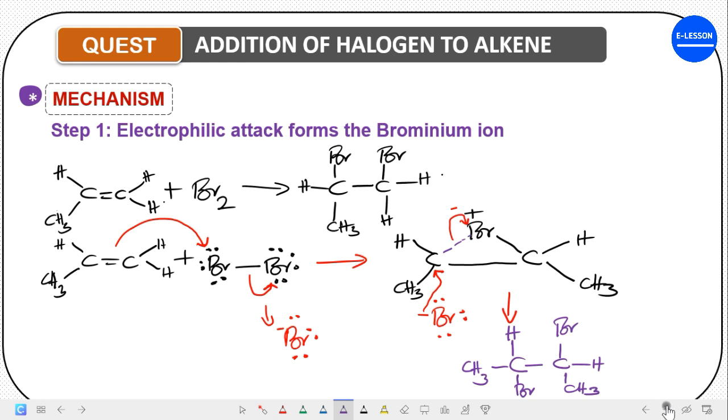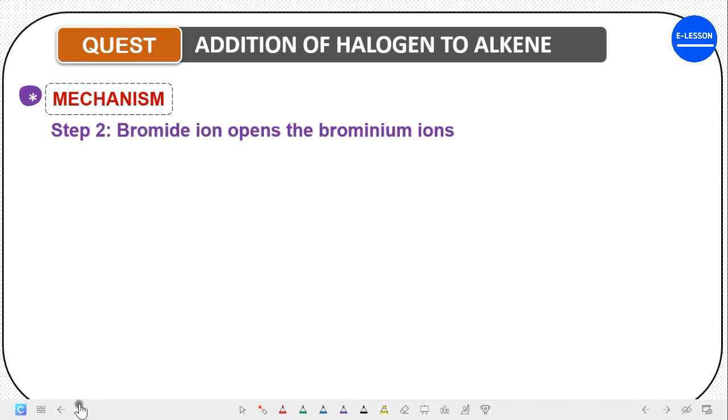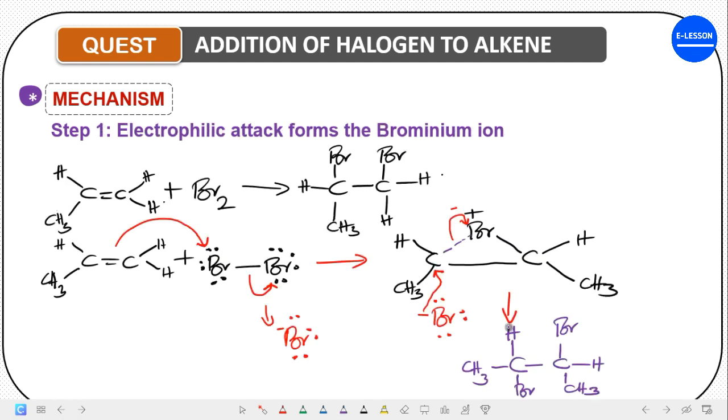And that is step 2. We've already written step 2 here. Say the bromine ion opens the brominium ion, which is what we did here in this step, this particular one here. So from here to here is our step 2. Okay, and that is everything you need to know about this.